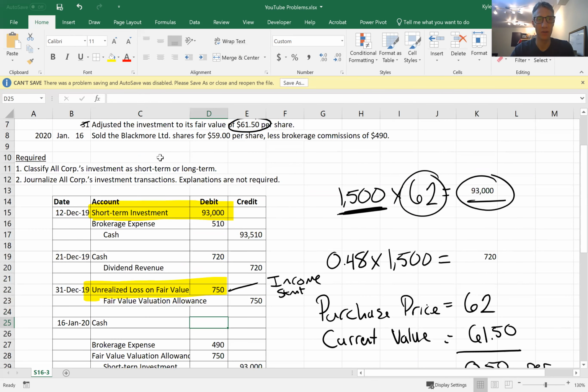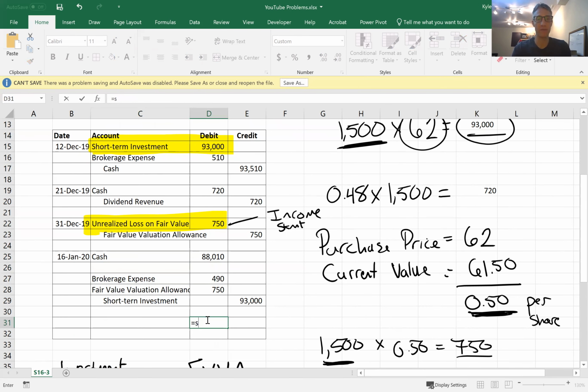Now, let me see here. They sold it for $59 per share, and they had 1,500 shares. So they're going to get cash of $88.5. But what we do is we minus the brokerage fee that we need to pay, because they're not going to collect that cash. So they're going to collect the 88,010. They have to pay their broker $490 to execute that transaction. So the broker's just going to keep that for themselves and give them the difference.